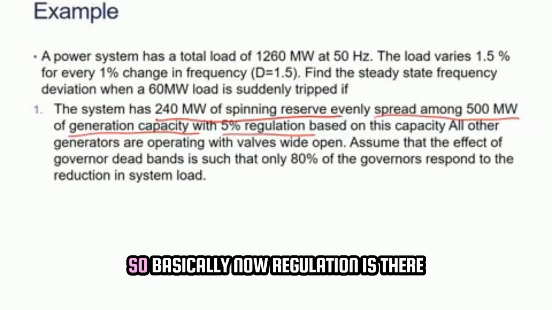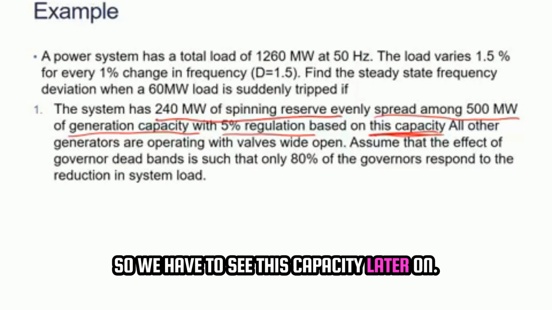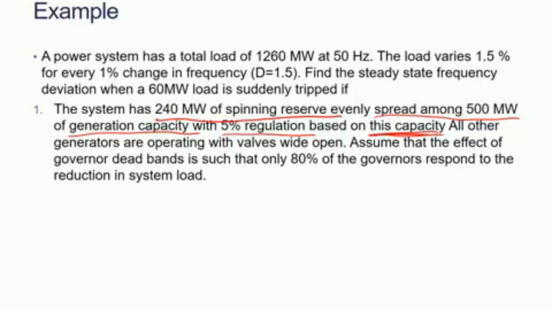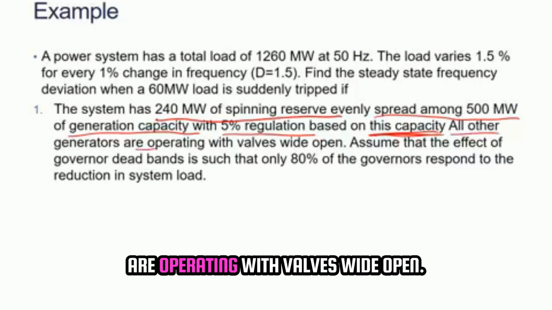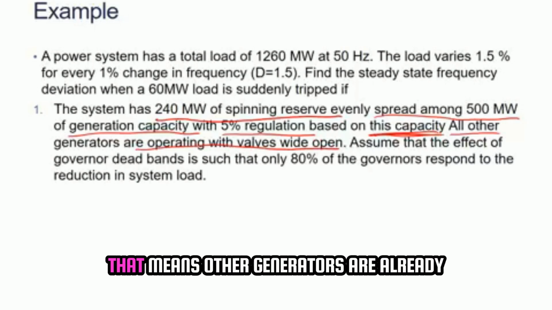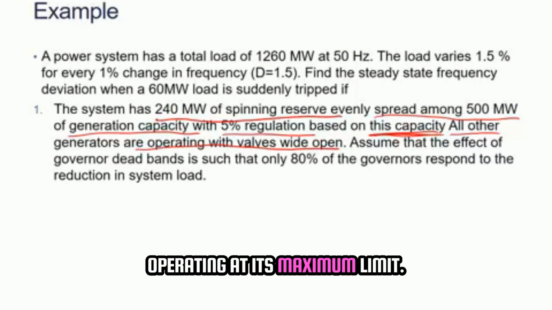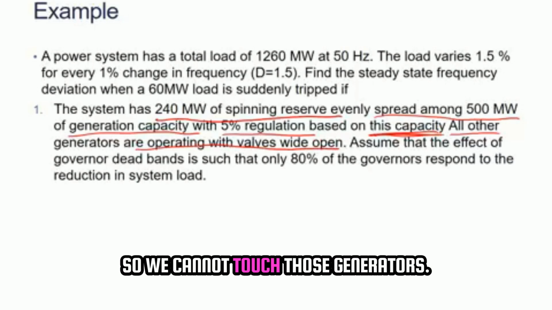5% regulation. So now regulation is there, with 5% based on this capacity. We have to see this capacity later on. It is also saying that all other generators are operating with valves wide open. That means the other generators are already operating at their maximum limit, so we cannot touch those generators.